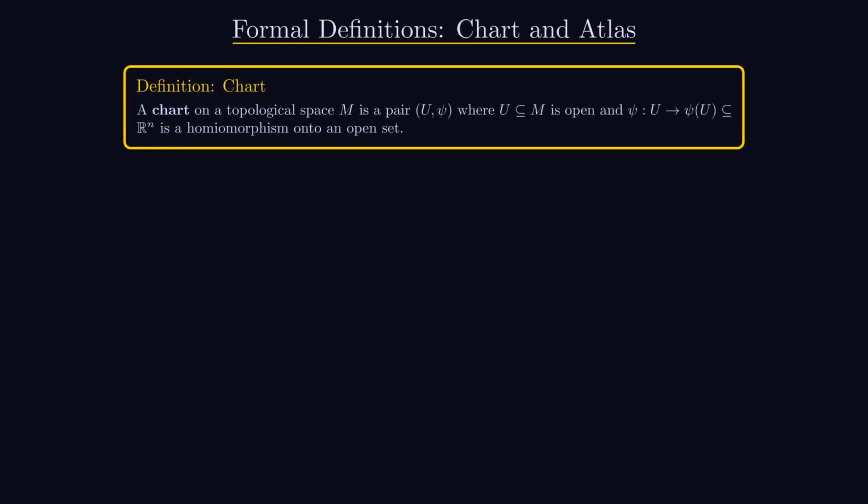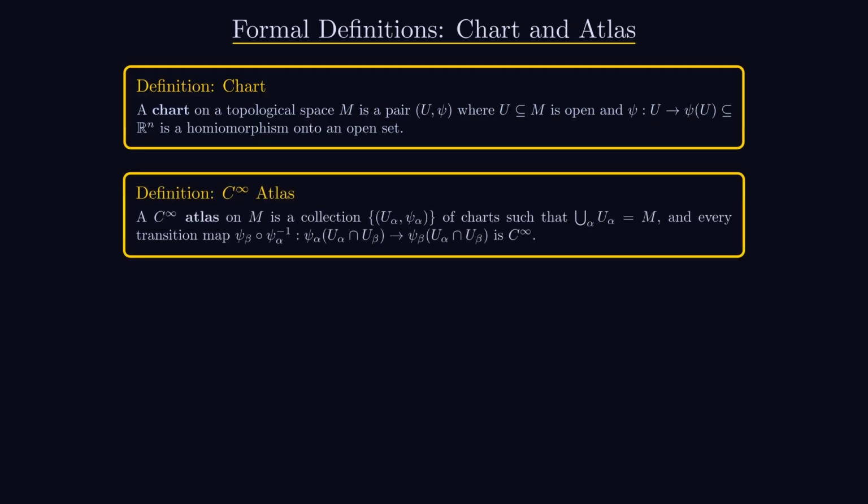Recall the chart definition from a moment ago. A chart is a pair U and psi, where U is an open subset of M and psi is a homeomorphism from U onto an open subset of Rn. With that in hand, the compatibility condition previewed there can now be stated precisely as a C-infinity atlas. A C-infinity atlas on M is a collection of charts whose domains together cover all of M, and for which every transition map is C-infinity. The transition map between two charts is the composition psi beta composed with psi alpha inverse. This map translates between coordinate systems on the overlap region U alpha intersect U beta. It goes between open subsets of Rn, so asking whether it is C-infinity is a question in ordinary calculus.